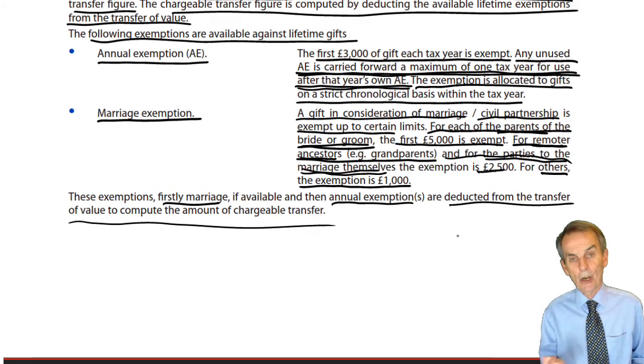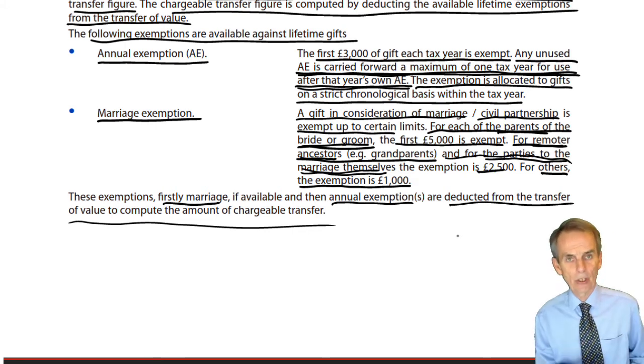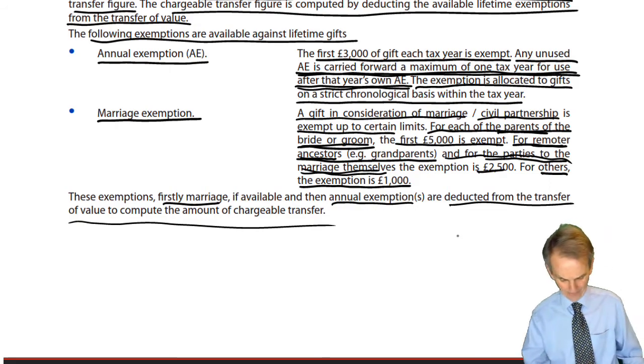If there was an earlier lifetime transfer within the tax year that had already used the annual exemption, then we'd only have the marriage exemption of 5 to put against the 10, thus leaving a chargeable transfer of 5,000. So we'd need to compute that.